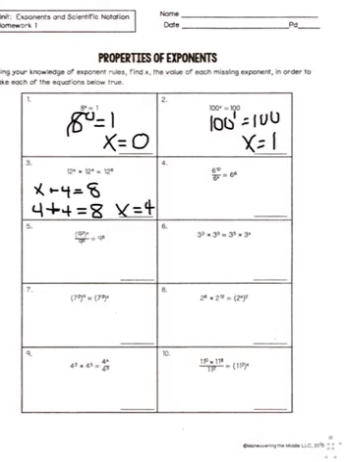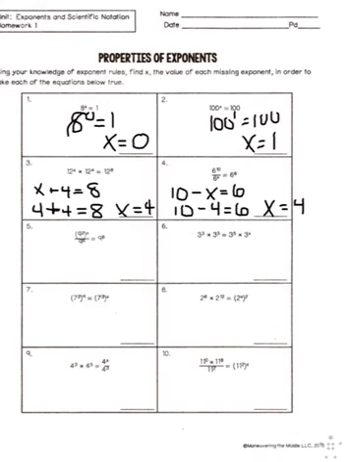Number 4, 6 to the 10th divided by 6 to the x equals 6 to the 6th. When we divide, we subtract our exponents. So 10 minus x is 6. In order for that statement to be true, it must be 10 minus 4 equals 6. So x must be 4.